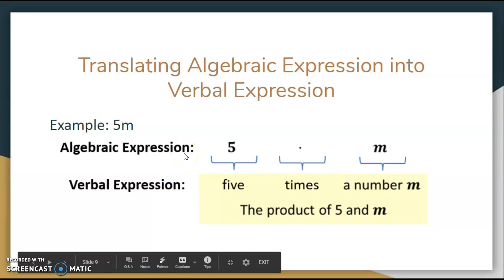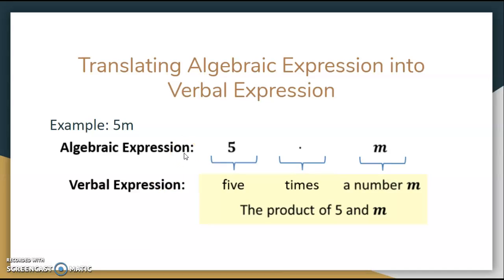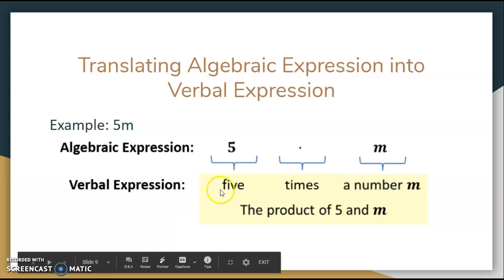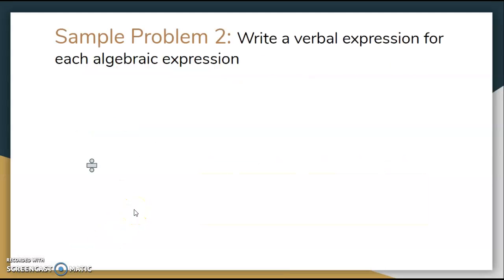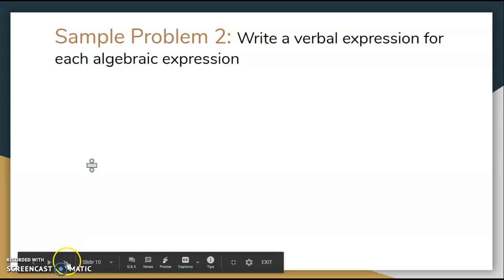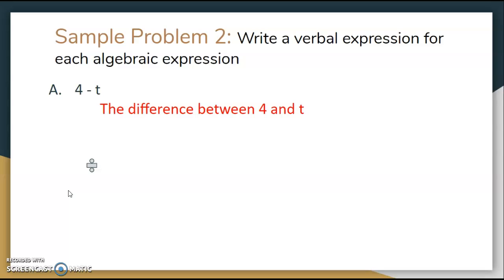Now we're going to translate algebraic expressions into verbal expressions. So this example is 5m. So an algebraic expression is 5 and the dot m. And verbal expression is 5 times a number m, or the product of 5 and m. So write a verbal expression for each algebraic expression. So 4 minus t. The difference between 4 and t. Because difference means subtract 4 and t.